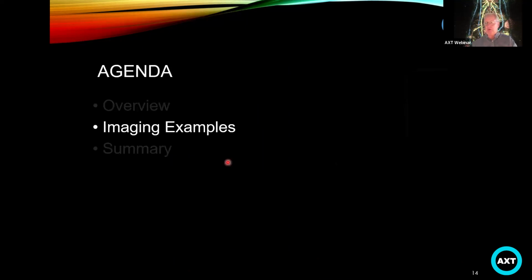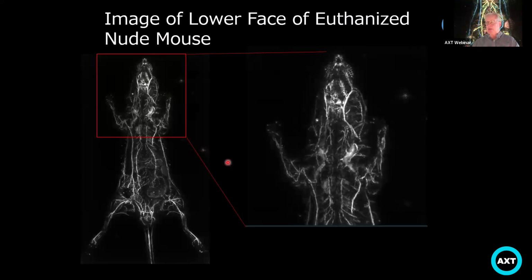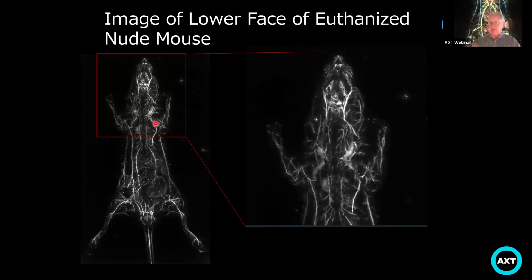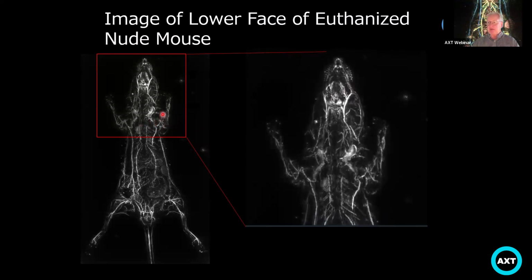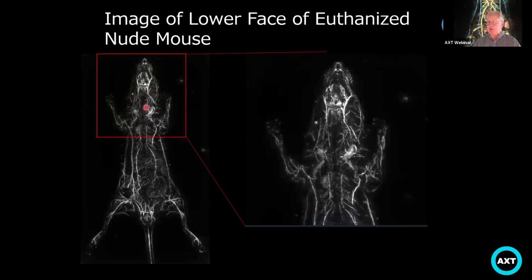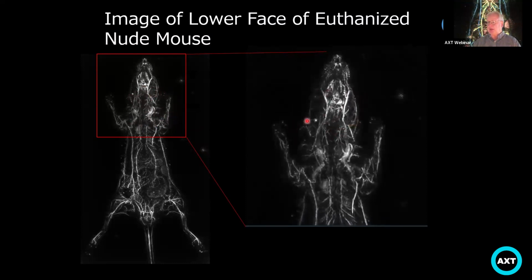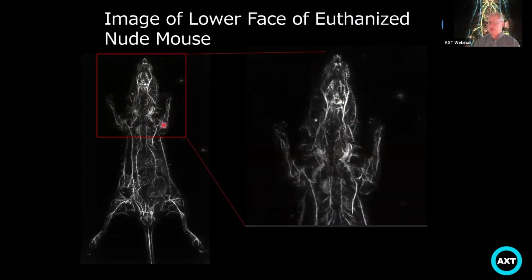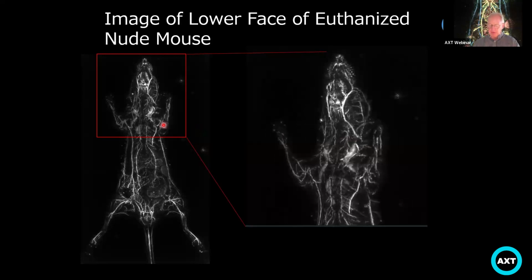Now we'll go through a few imaging examples with the system. These are done with post-mortem animals, so a few minutes after the animal's been culled. Even though the animal is dead, there's still enough signal from the arterial and venous systems to produce a quite distinct image. We can see that there's a lot of detail in these images. This is the image of the lower face of a nude mouse.